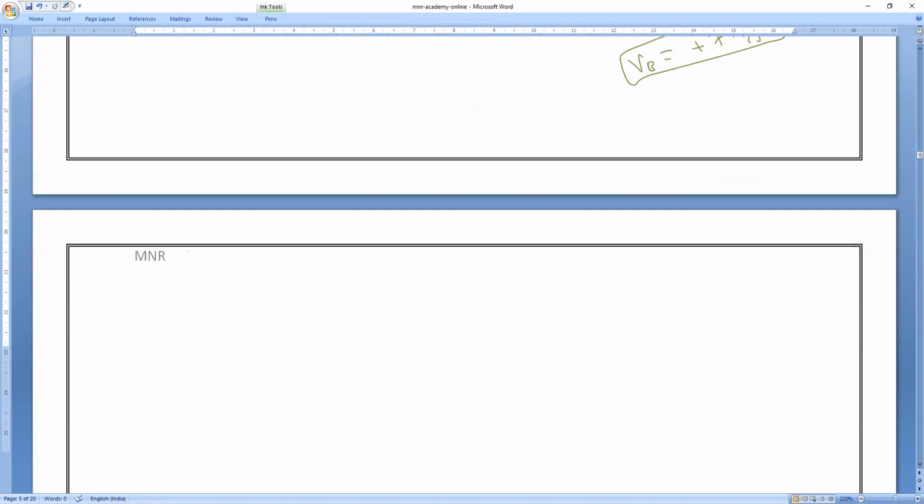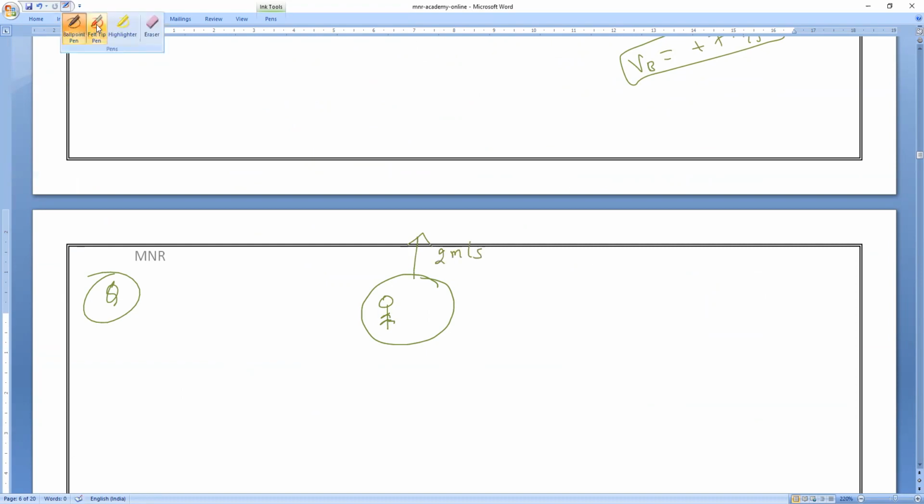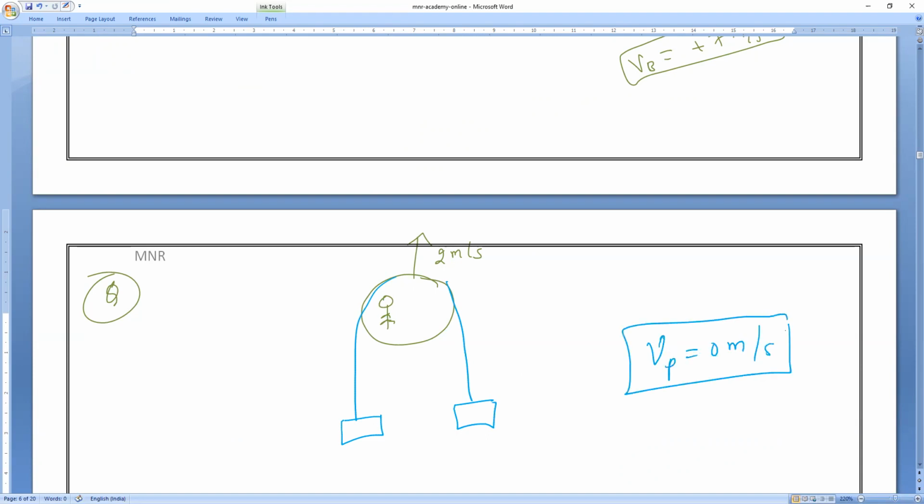Now, I will modify the same question. All of you notice it very carefully. Now imagine the observer is sitting on the pulley. Pulley is actually moving with 2 meters per second, but for the observer, what is the pulley's velocity? If the observer is sitting on the pulley, the pulley velocity will become 0 meters per second. Are you understanding, everyone? Clear?